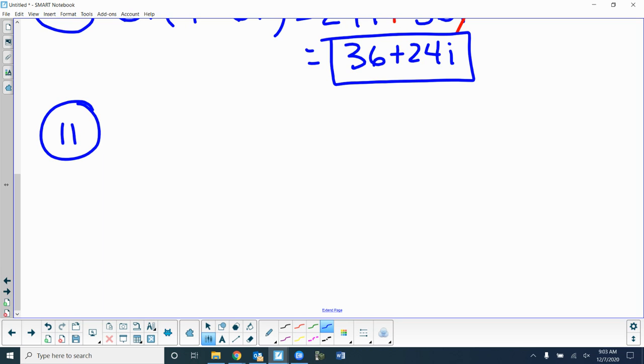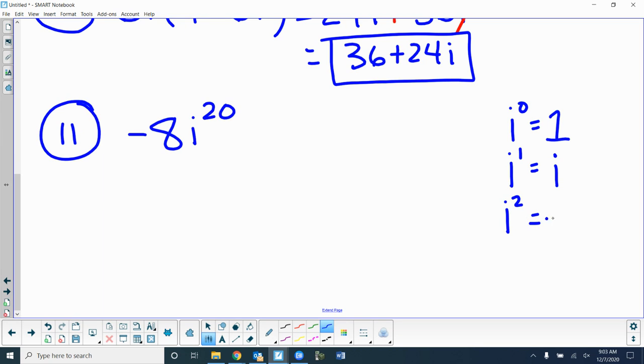Number 11. All right, so we got an i to a high power. What do we do with that exponent? Divide by 4, right? Here's our 4 possibilities. i to the 0 is 1. i to the first is i. i squared, we've learned, is negative 1. And i cubed is negative i. Those are our 4 possible answers for any of these problems.